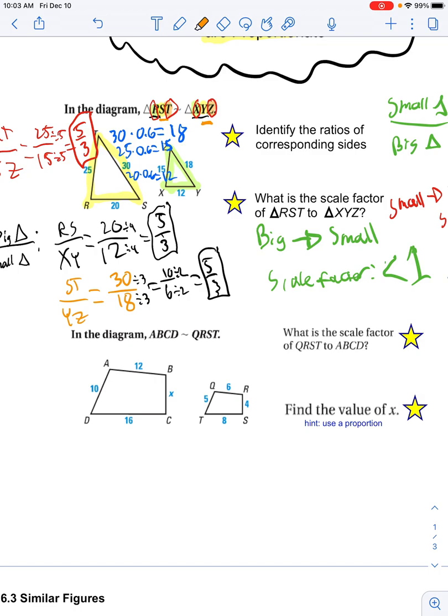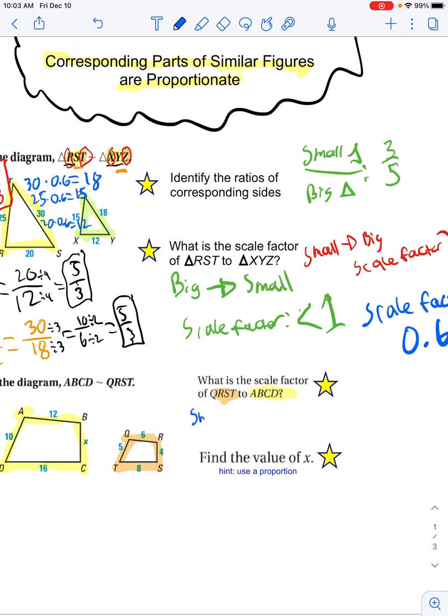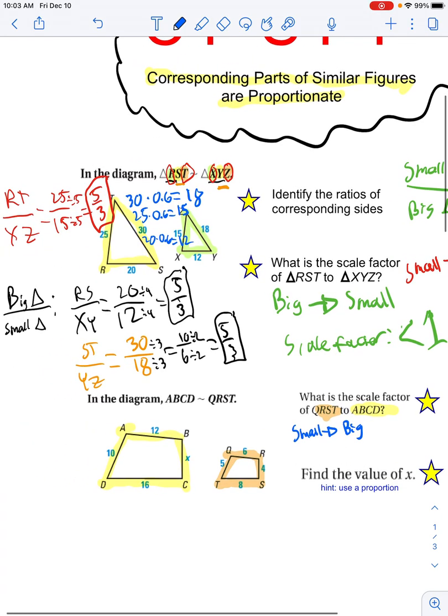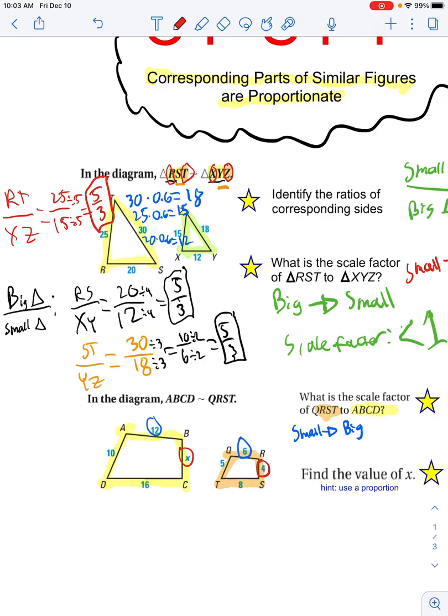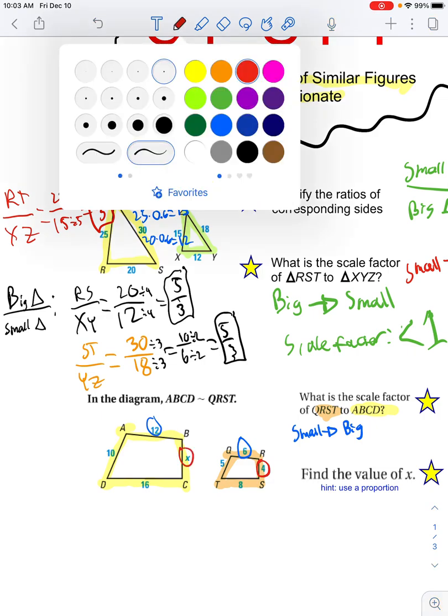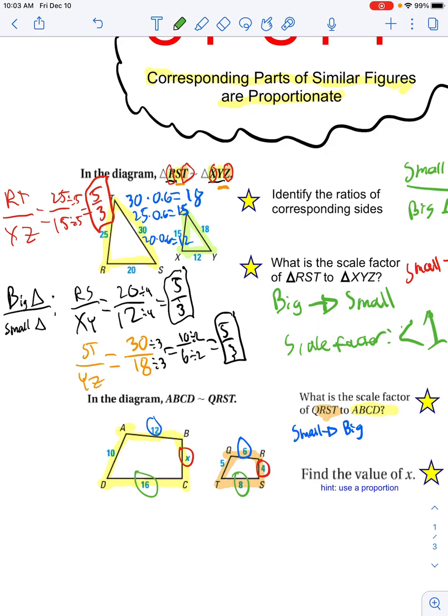All right, we're going to go a little bit faster on this one. What is the scale factor of QRST, my small triangle, to ABCD, which is my large? I'm going small to big, so my scale factor is going to be bigger than 1. If I look, this goes 6 to 12, this goes 4 to X, and this one goes 8 to 16.